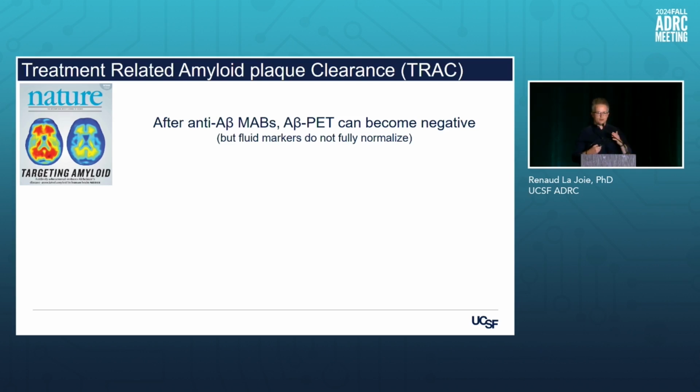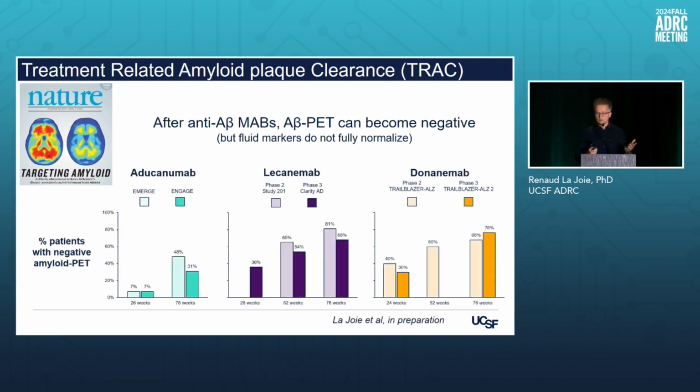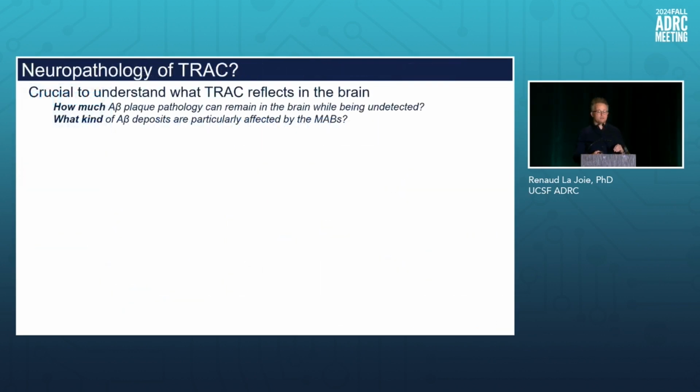As you all know, one of the main features of those anti-amyloid monoclonal antibodies is that they reduce amyloid PET signal, and amyloid PET can become negative. And we can see this in around a third of patients treated with aducanumab, and 2/3 of patients treated with lecanemab and donanemab after 18 months in the trials. We need to understand what that means. We need to understand what this treatment-related amyloid clearance reflects in the brain, how much amyloid is left, but also what kind of amyloid has been impacted. It's really not that straightforward, and we should not be making assumptions about what those treatments do.